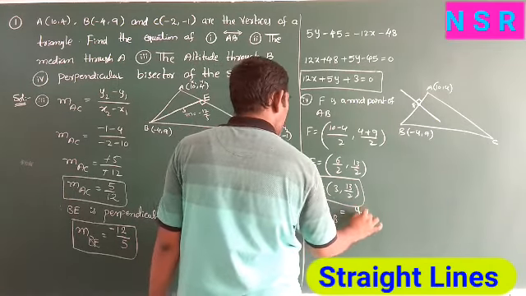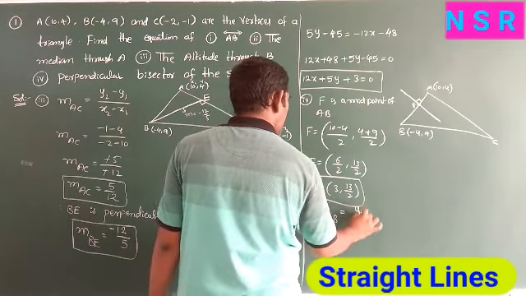y2 minus y1 by x2 minus x1. So this is x1 y1, this is x2 y2. y2 minus y1, 9 minus 4 by minus 4 minus 10. So 9 minus 4 is 5. Now slope of AB is equal to 5 by minus 14. Now the slope of the perpendicular bisector.